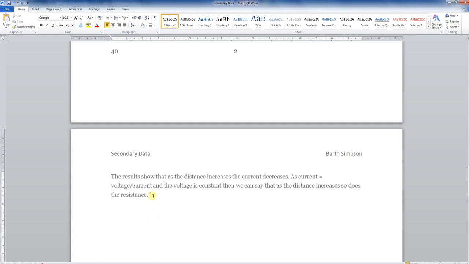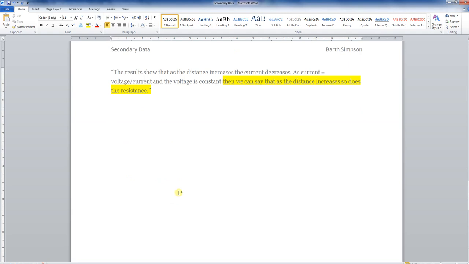So I'm going to make sure I put that in quotes, because I'm going to use it as a quotation, if anything. I can't just copy and paste it in without acknowledging that it was somebody else's work. Okay, and I'm going to use this little section here that says, okay, they said, as the distance increases, so does the resistance. That's the main thing I want to include, so I highlight it here for myself. Make navigating my notes and anything I take in very quick and easy.